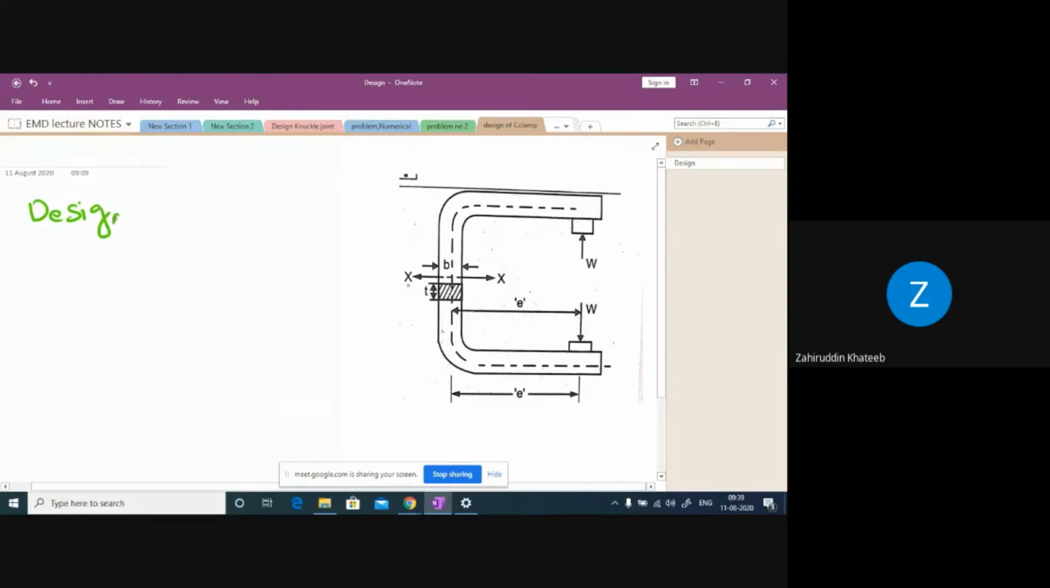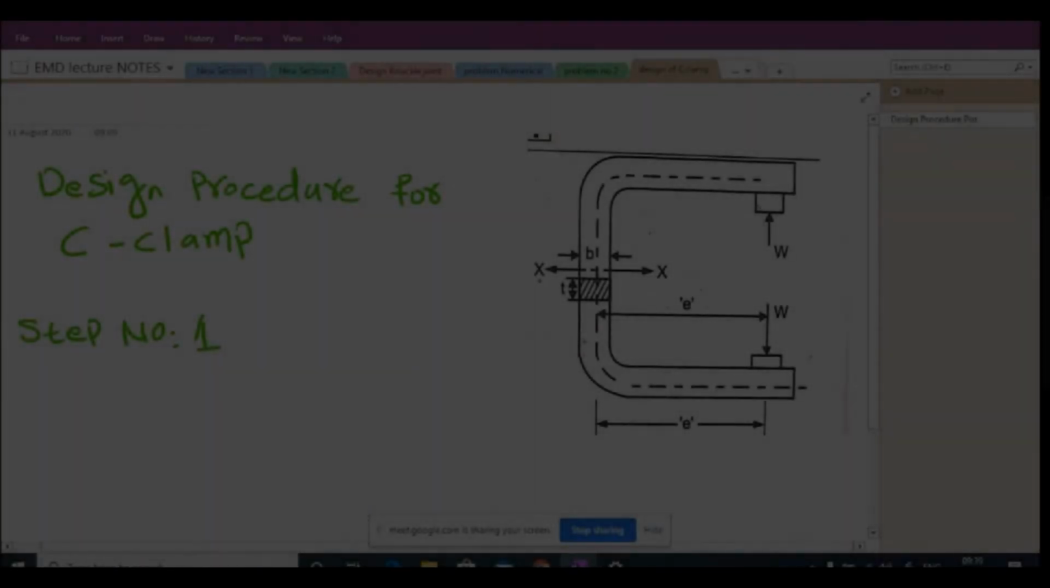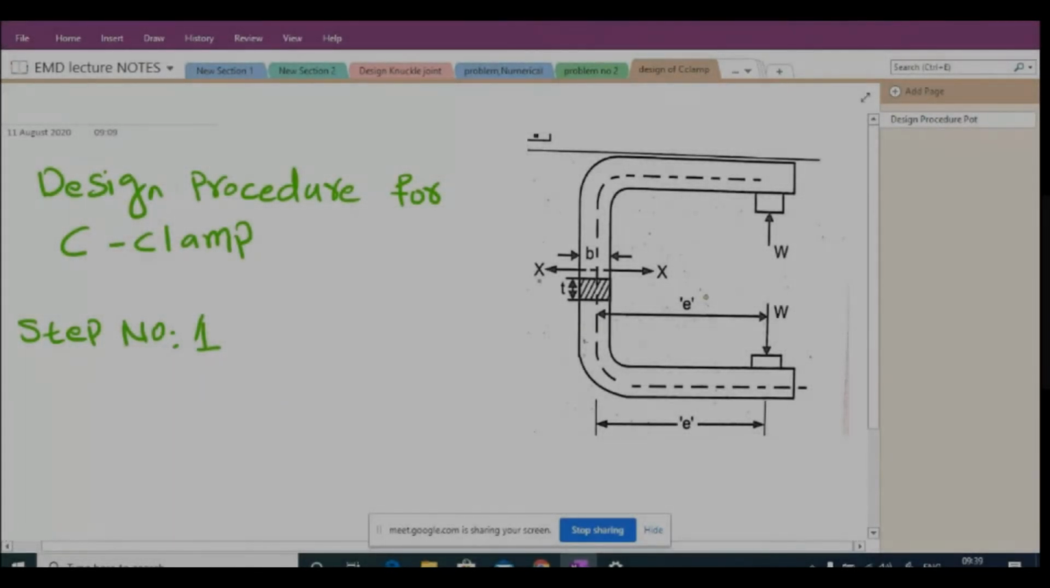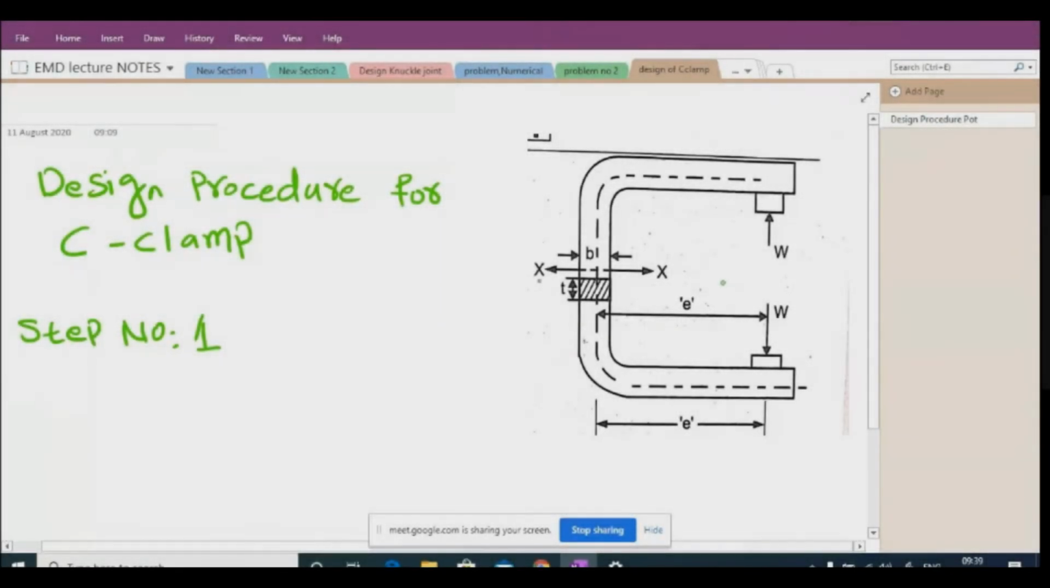Design procedure for C-clamp. This is step number one. Guys, see here, this W is acting, and this W is an offset load. You know what the function or application of a C-clamp is. A C-clamp is used to clamp the object.